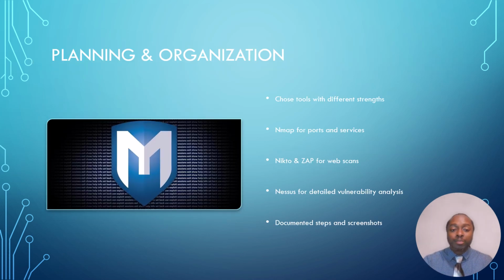Planning is the most important part of a penetration test. I started by choosing tools that would give different kinds of information. Nmap was used to scan open ports and detect services. Nikto and OWASP ZAP were for web vulnerability scanning. Nessus gave a full vulnerability scan with CVE references. I ran Nmap first to give a network view, then focused on web services based on the ports I found. I organized the process by documenting each step, saving screenshots, and comparing results from tool to tool.